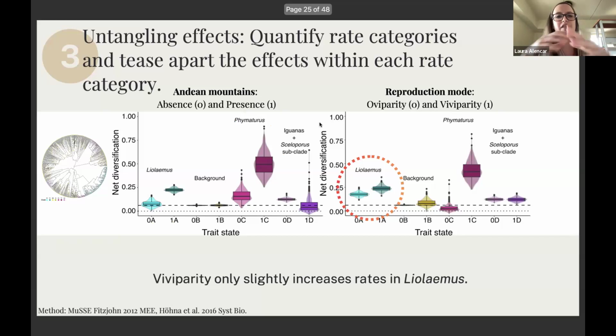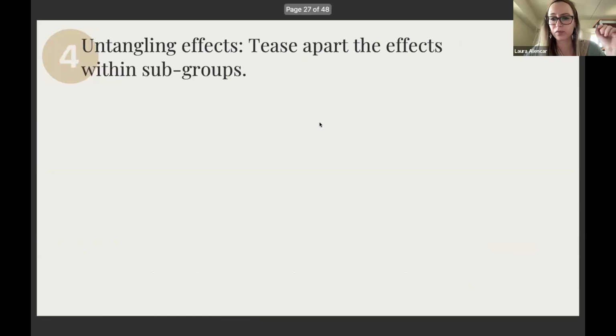However, when we did the same thing, but now comparing oviparous and viviparous species, the analysis suggests that there is only a slight increase in the rate associated with viviparity, and only in Liolaemus. In case you're wondering, Laura, that you can see that viviparity is also affecting Phymaturus over there, just to make this clear, all Phymaturus species are viviparous, so we can't actually make this comparison. What you're seeing here is just an effect of the prior, so it's not an empirical estimate.